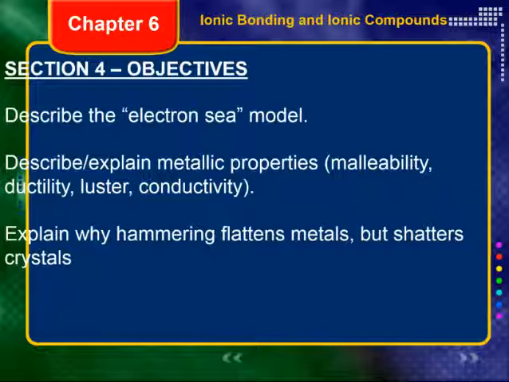Metallic bonding allows metals to conduct electricity. That is true. Metallic bonding allows metals to be bent. That is true. Metallic bonding lowers the melting point of metals. That is false, it is a very, very high melting point.